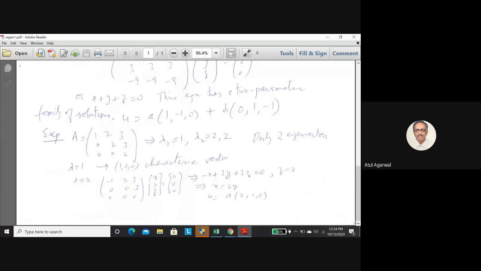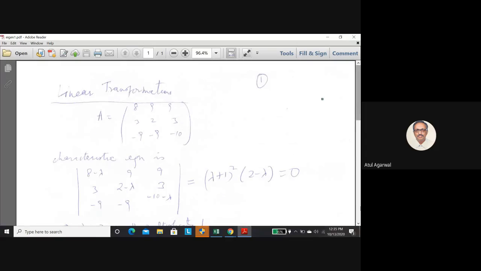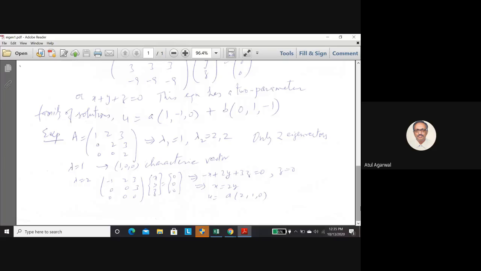Okay. So you see, you had three eigenvalues. You had only two independent eigenvalues, but you got three independent eigenvectors. So that way, this is a well-behaved system. I had talked last time about some imperfect system, where geometric multiplicity and algebraic multiplicity were not the same. In the next example, I will show what I mean.